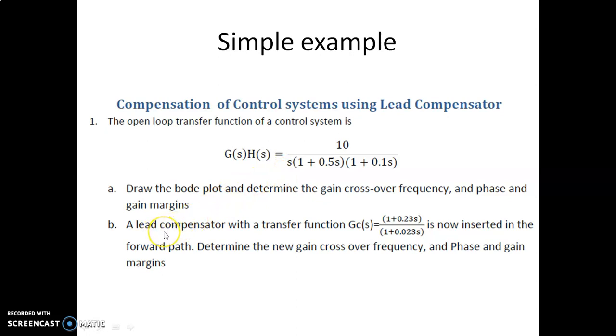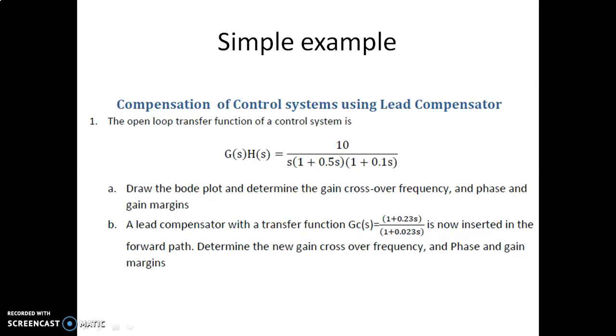Then a lead compensator with the transfer function given by a pole and a zero. The frequency of the pole happens to be at 1 over 0.023, so that happens to be 43.4 is the location of the pole, whereas the zero is located at 4.34. Both of them are located on the left hand side of the S-plane.